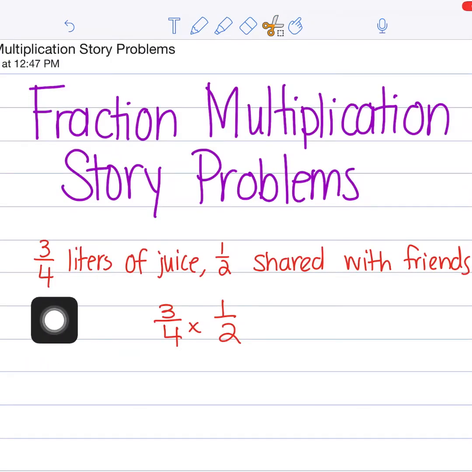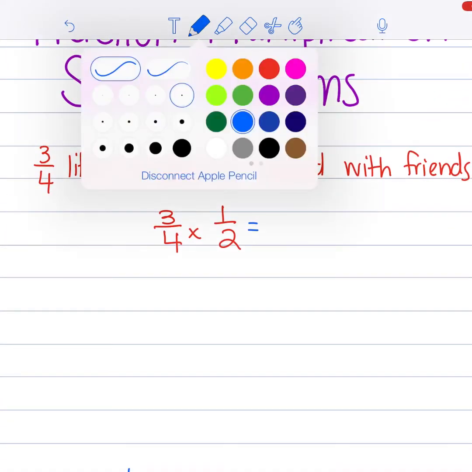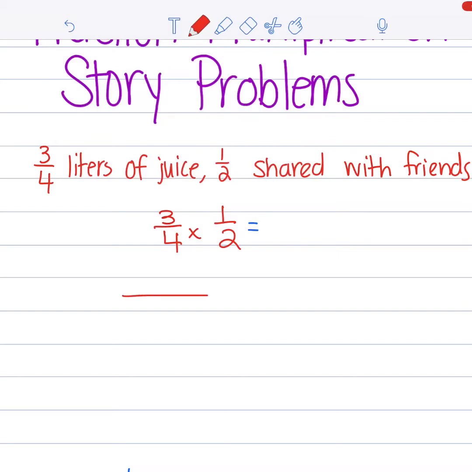Okay, so we know that 3/4 liters of juice was inside of the container, and half of it was shared with friends. So what we're being asked to do is figure out how much was consumed in all. So our equation is going to look like this: 3/4 times 1/2, and we'll be able to say what that equals once we're done. But first we want to show our model. So let's go ahead and draw that model, okay? I'm going to go back to my red here and draw it.